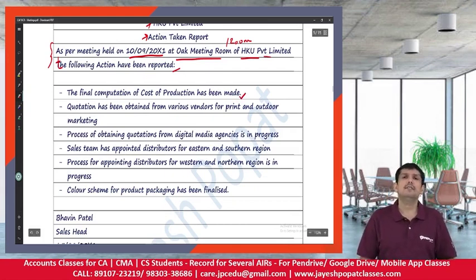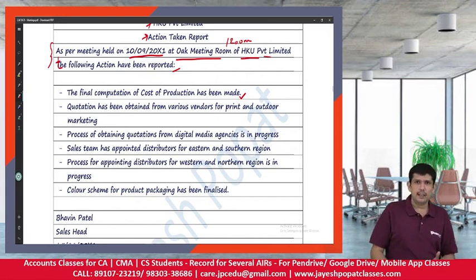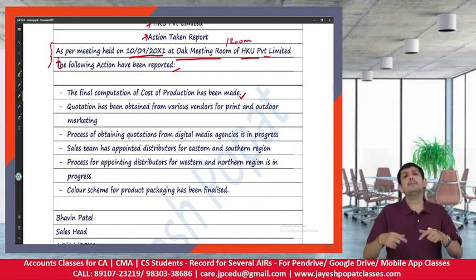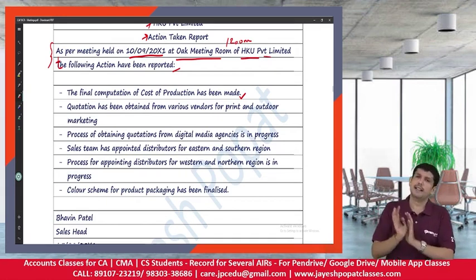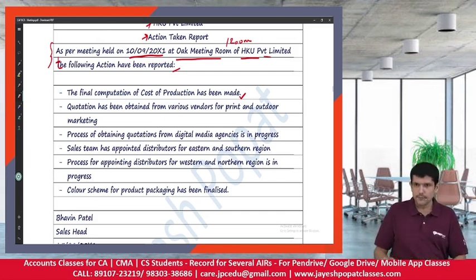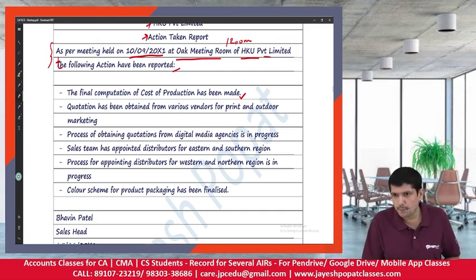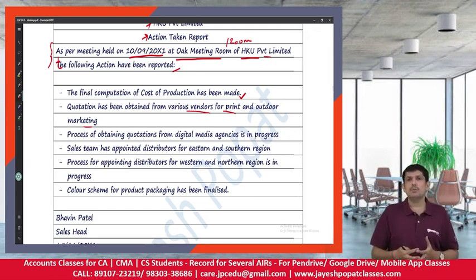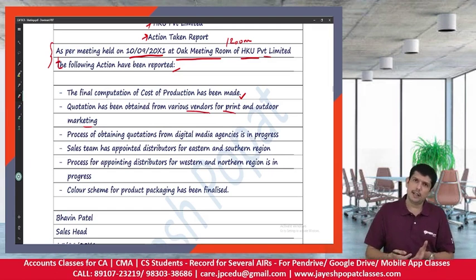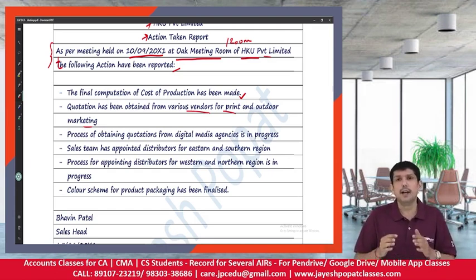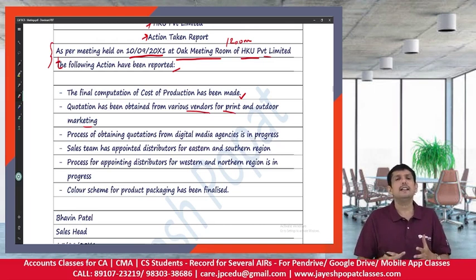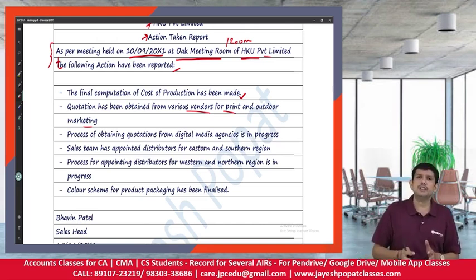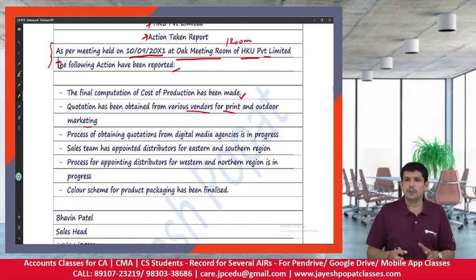So in the minutes of the meeting, we said that the estimate was provided. So maybe after the estimate, they did a production run and they have finally arrived at the cost of production. Then quotations have been obtained from various vendors for print and outdoor marketing. So the marketing head was saying that a mix of marketing will be used to, let's say, launch the product in the market. So if a mix has to be used, you need to identify the vendors, you need to identify the advertising agencies who would do the marketing work for you.